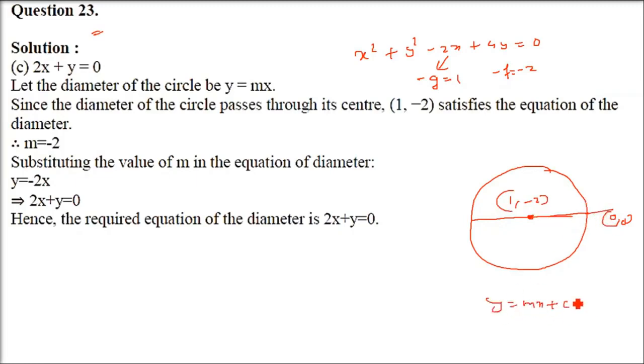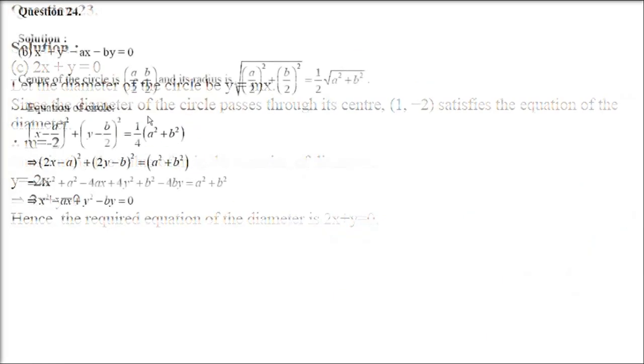y = mx + c. So when it is passing through the origin, c will be 0. And put x as 1 and y as -2. What do you get? You get m. So m is coming as -2. Now put again in y = mx, y = -2x, or you can write it as y + 2x = 0. This is the equation. So this C option is correct.